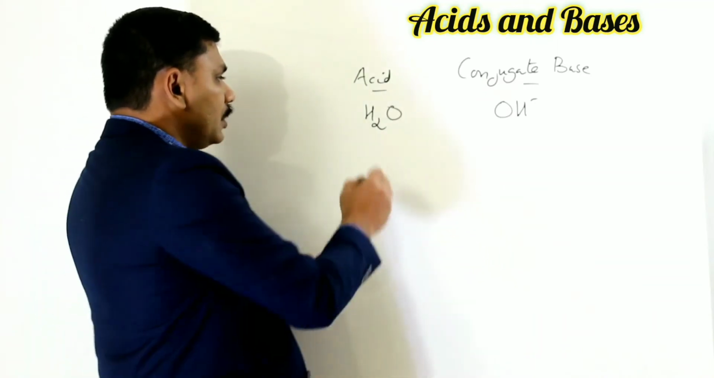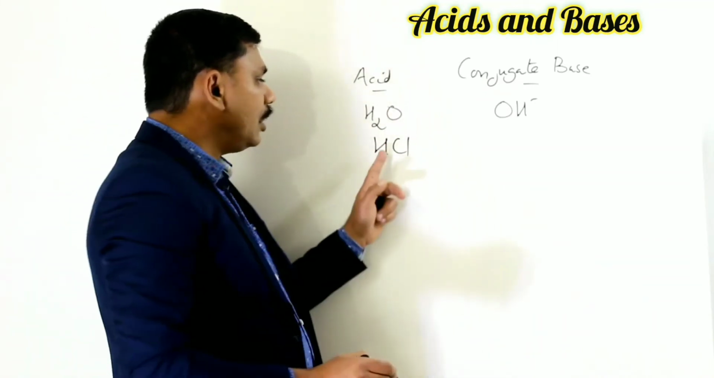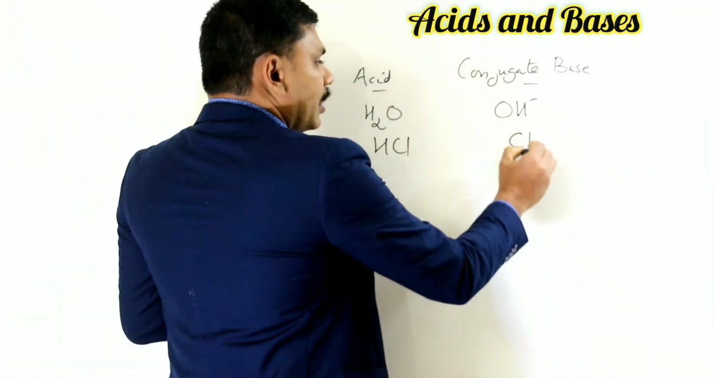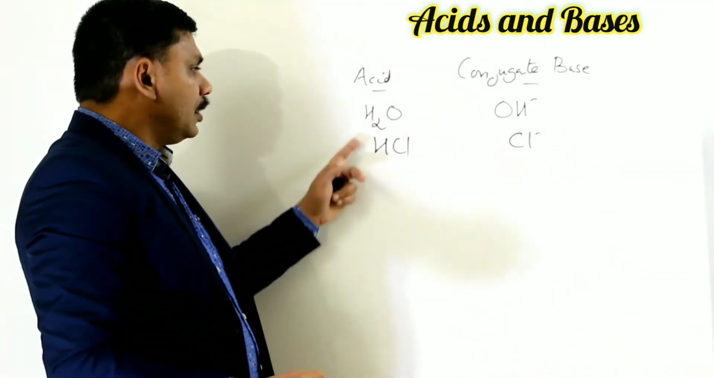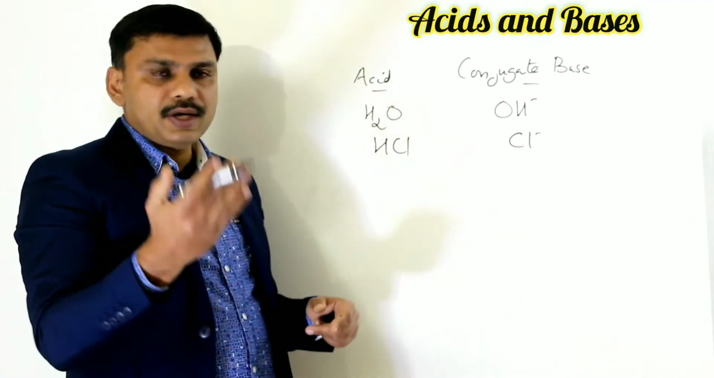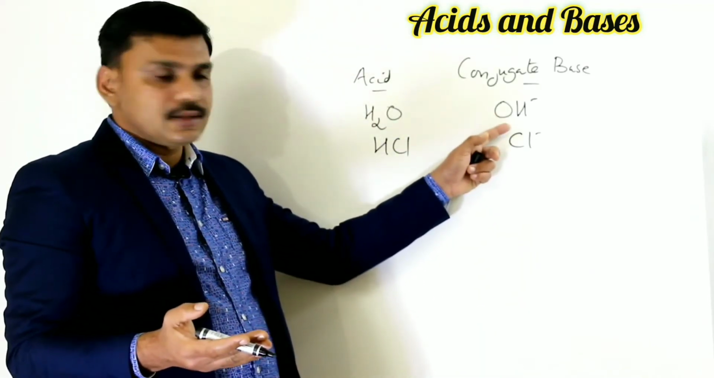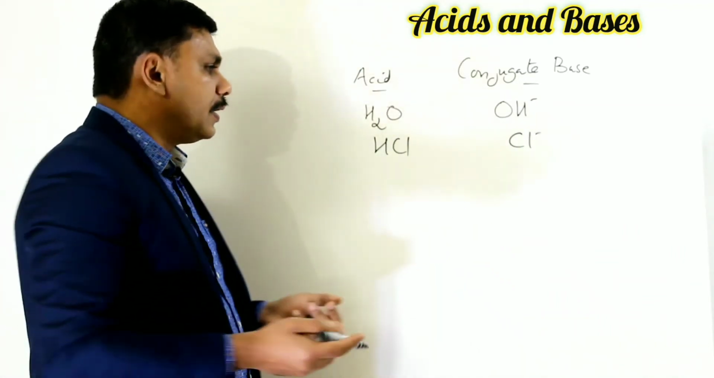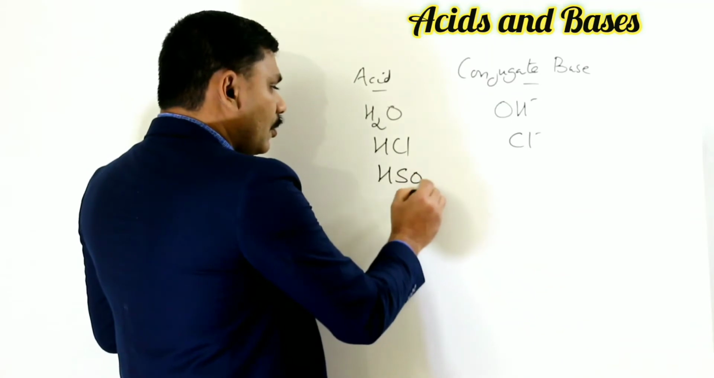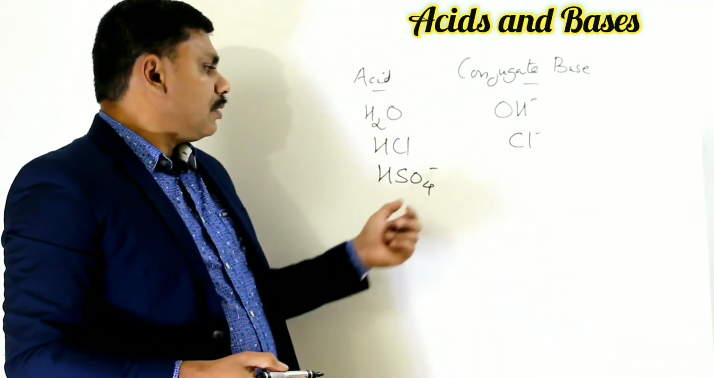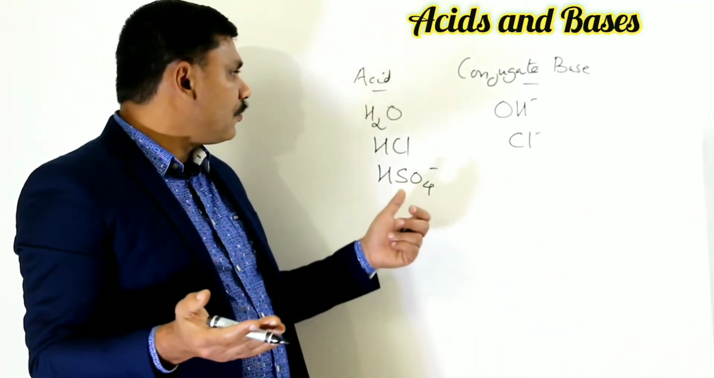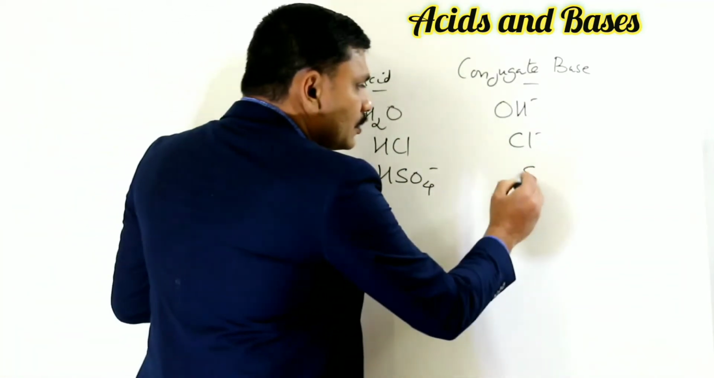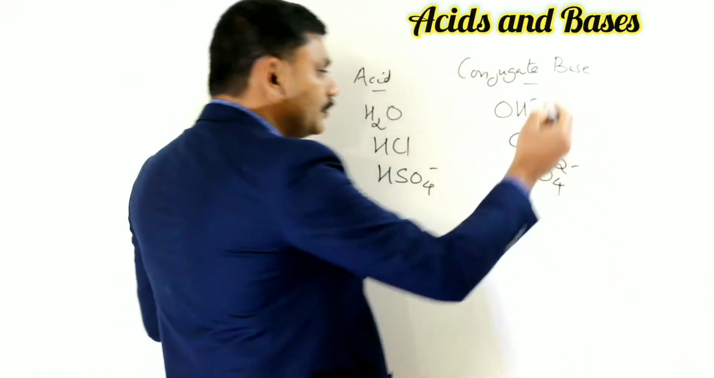Another example, HCl. Remove a proton, that means H plus. You will get Cl minus. So from H2O you are removing a proton, you will get OH minus. From HCl remove a proton, you will get Cl minus. Then HSO4 minus, form the conjugate base of this acid. Remove H plus, then it becomes SO4 2 minus.